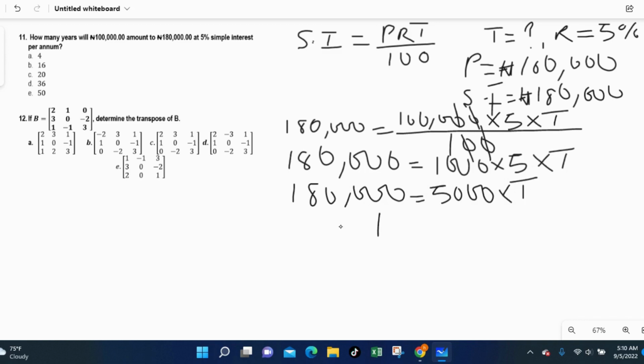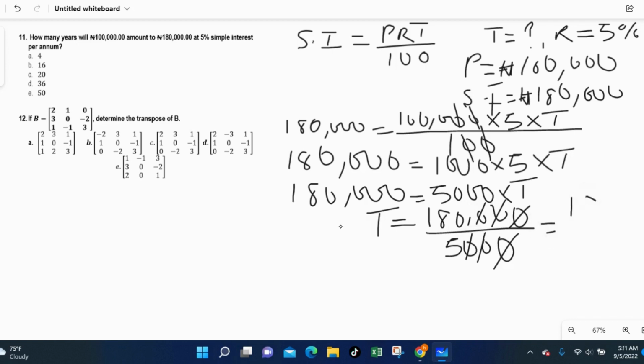So we'll find out that our t will now be equal to 180,000 divided by 5,000, when we make t the subject of the formula. This zero will cancel zero, this other zero will cancel zero, and so on. So we'll be left with 180 divided by 5.